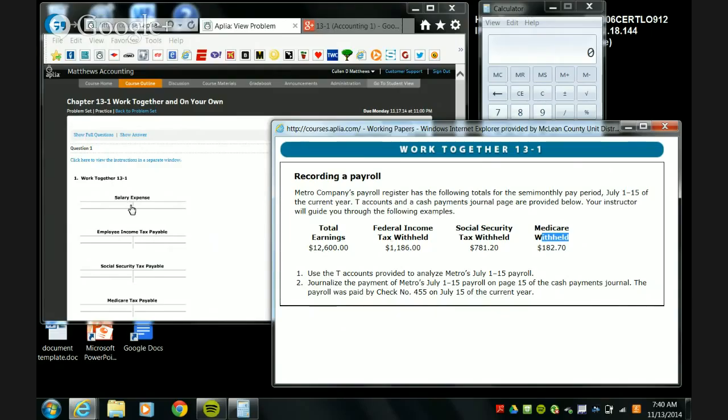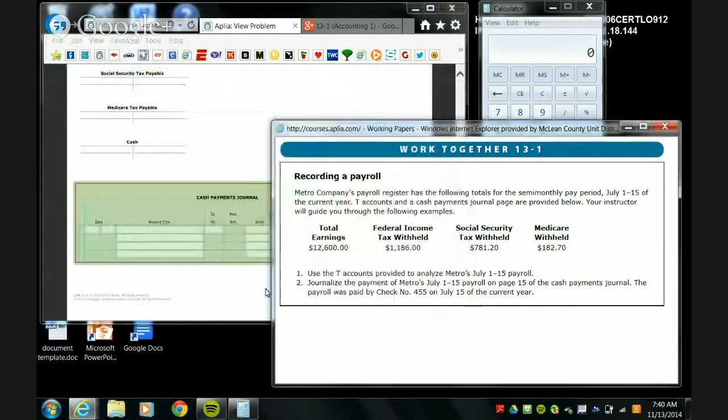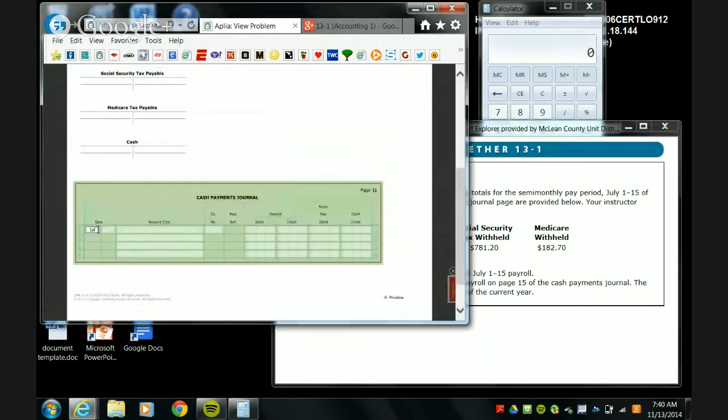So the way that works is if we're going to post this in here on July, and I'll go back and do the T accounts in just a second, but on the 15th, this is where we are going to make our payment of the salary expense. But all of our next ones here are going to be payables, that you'll notice.